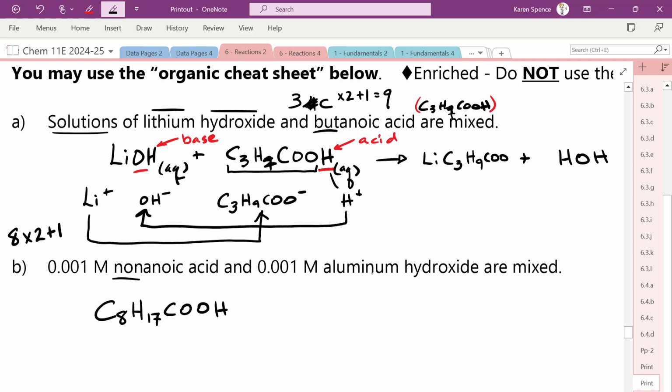And we have aluminum hydroxide. Remember, Al is 3+, hydroxide is negative 1. So we're going to have Al(OH)3. Because it says molar, and molar, what does that tell me about the states? Aqueous.